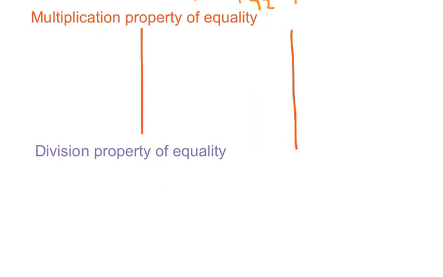The multiplication property of equality says that if you multiply one side of an equation by a number, then you have to multiply the other side by that same number in order for it to remain an equation. So this is what it looks like. If A equals B, then A times C equals B times C. Here's an example where we would use this.